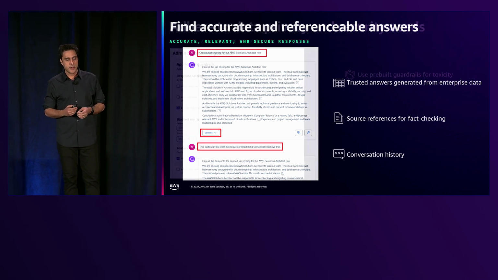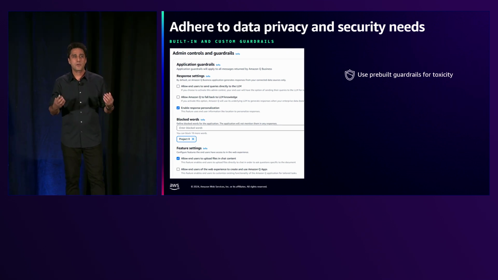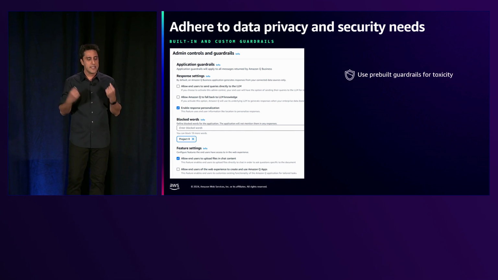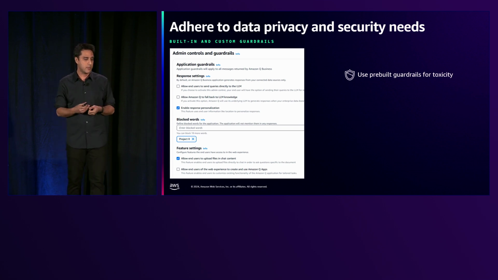So let's take a look at a couple of different guardrails and security controls for Amazon Q Business. Of course, any AI chat assistant needs to have pre-built guardrails for toxicity, for harmful language, for profanity, and all of that. And Q Business, by default, comes with that.